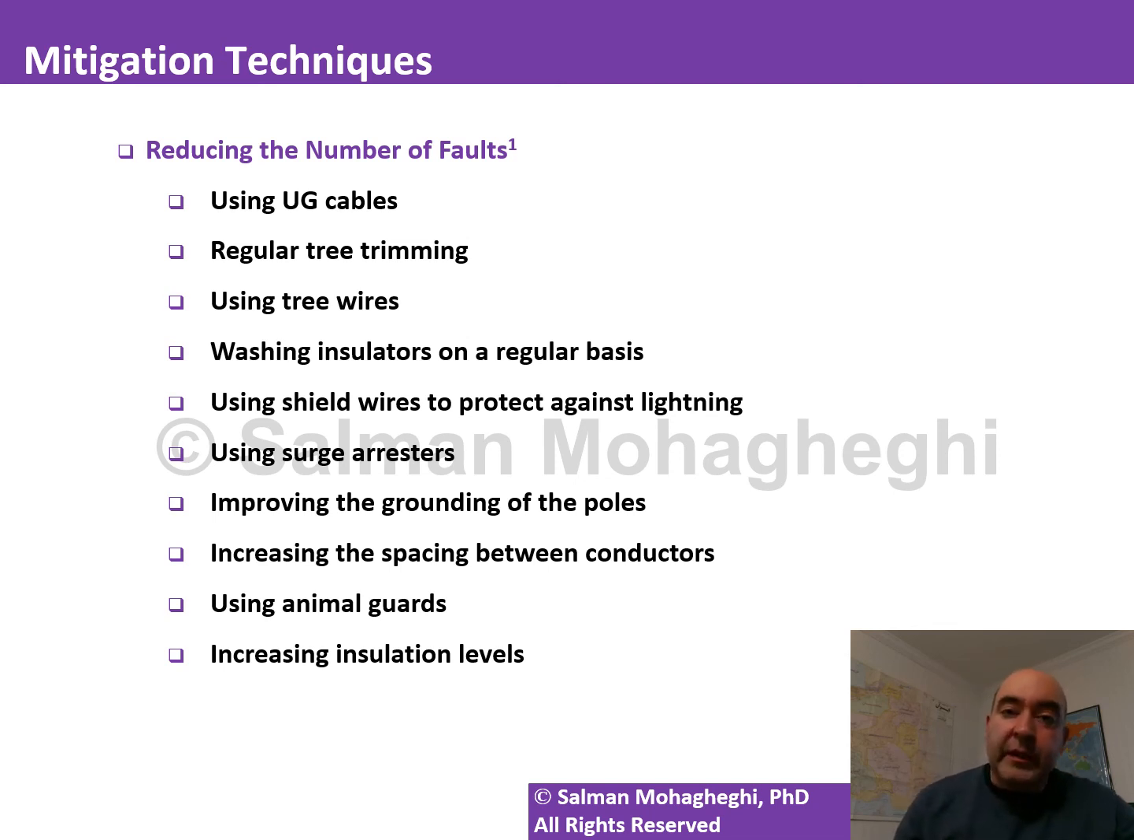Another technique would be tree trimming. Tree trimming is important because a lot of times when you have an overhead conductor and current passes through it, because of the ohmic losses, the conductor elongates a little and sags. And as it sags, it's likely to get closer to tree branches that are growing in the vicinity of the line. If the distance is smaller than a certain threshold, a flashover might occur between the line and the tree branch, leading to some sort of a short circuit.